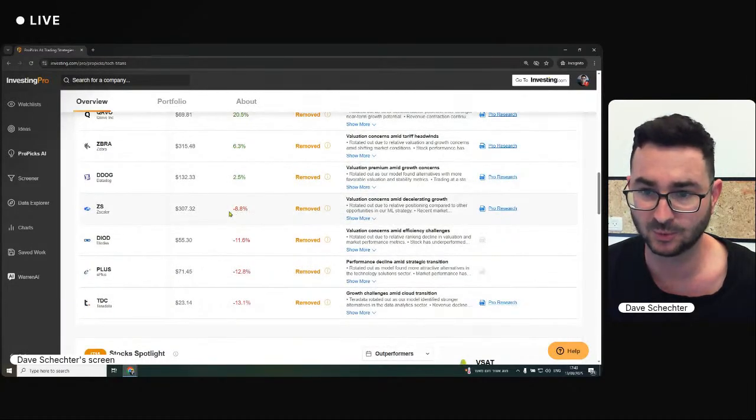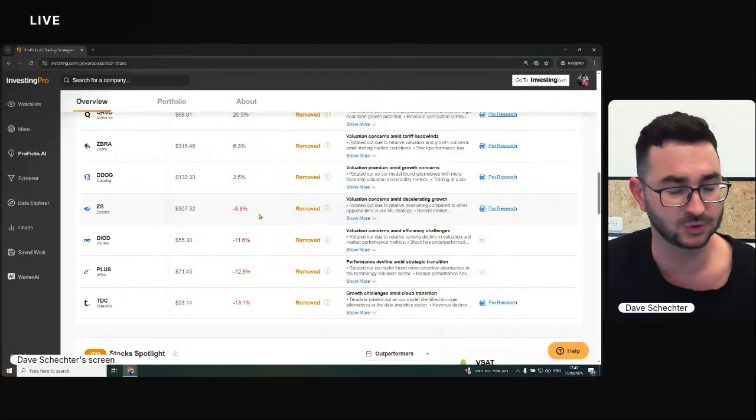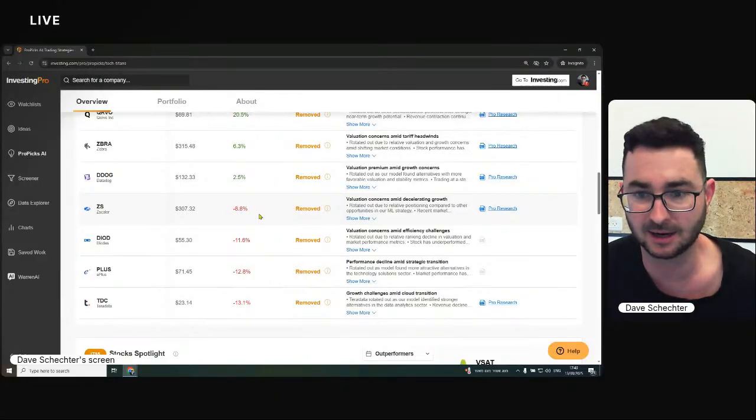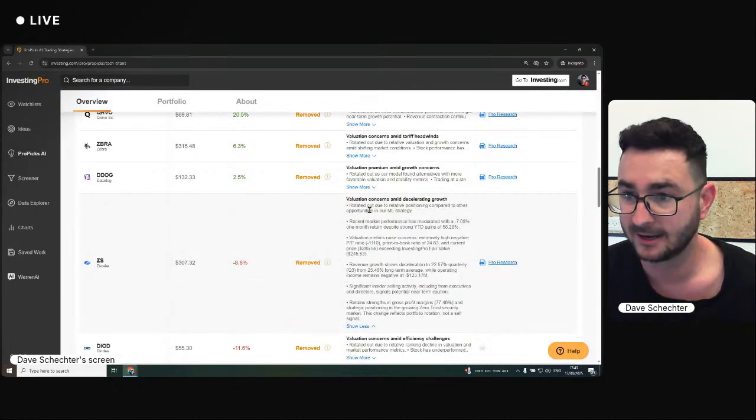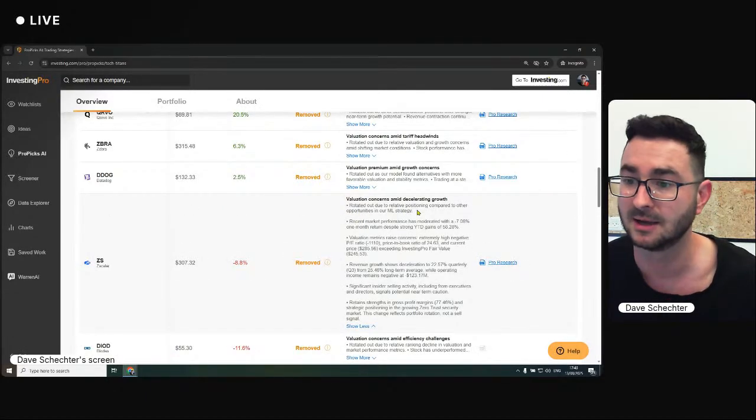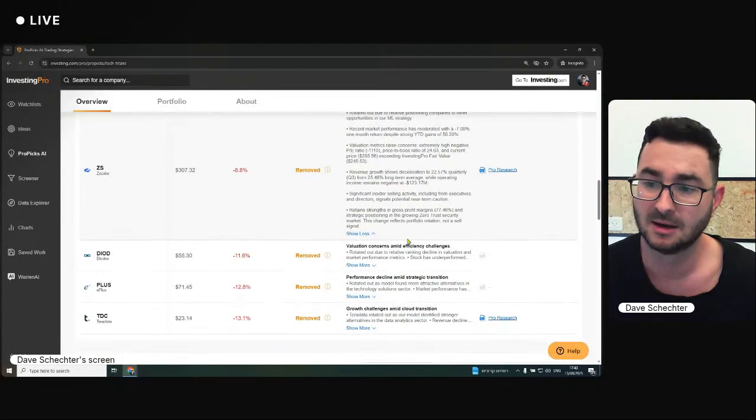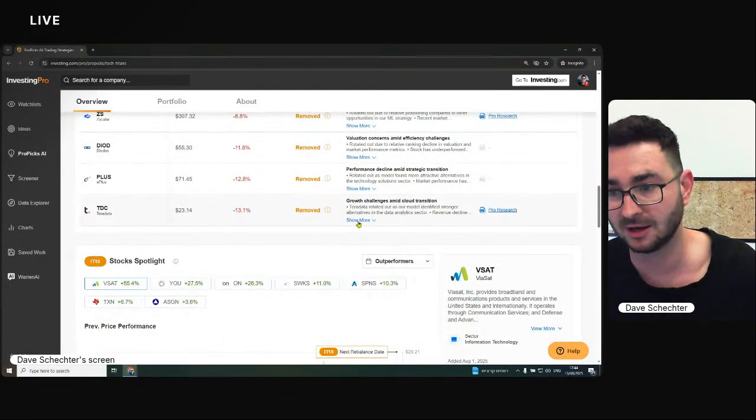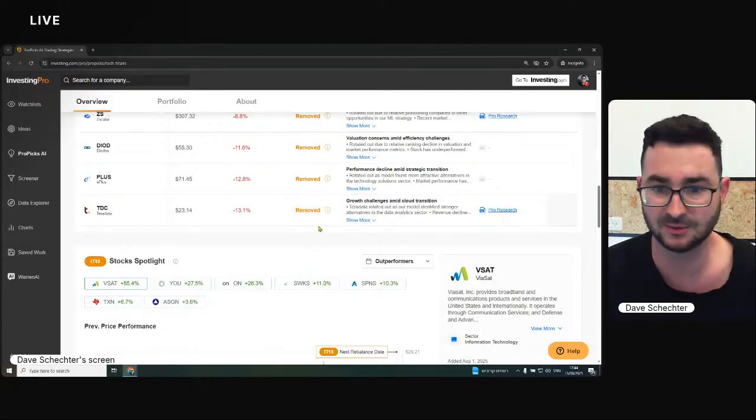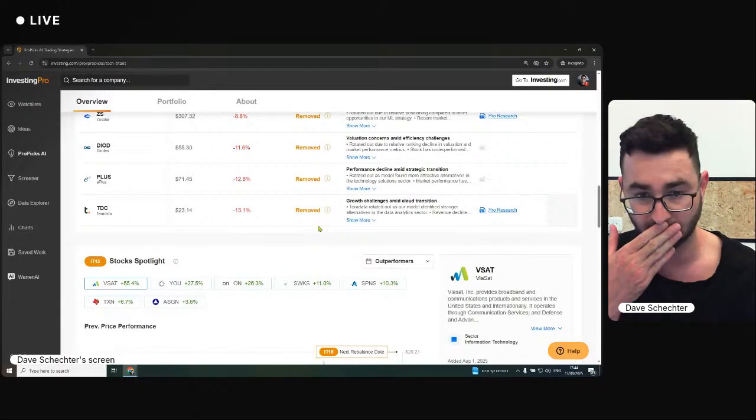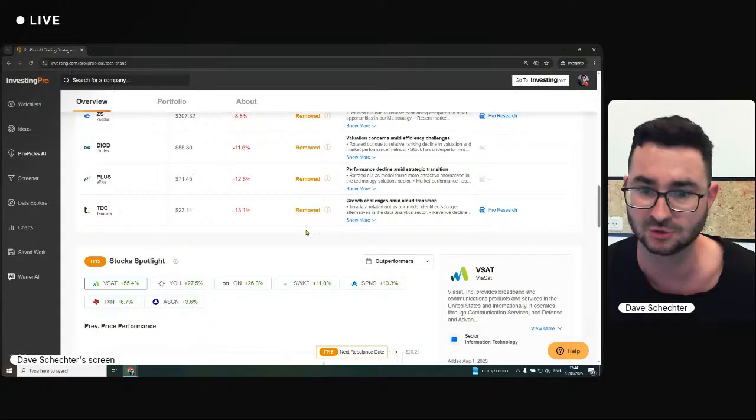And removed with a minus in red tells you that unfortunately this particular stock pick didn't pan out as well as we had hoped. And it also tells you why. So it was rotated out due to relative positioning compared to other opportunities. Market performance was moderated with a 7% 1-month loss. So again, I'm not going to go into all of these, but essentially the rationale gives you the exact reason as to why something was removed from the strategy.